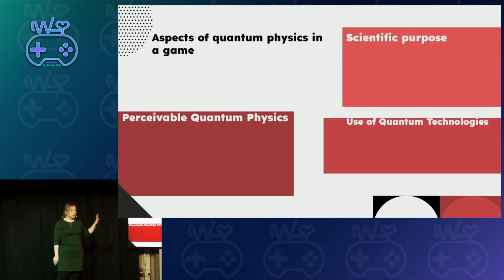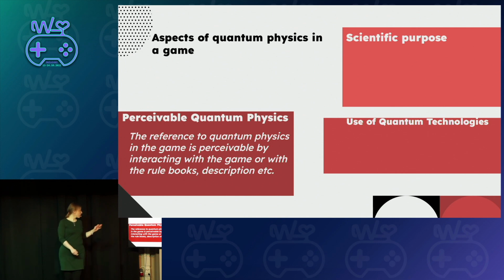So going through all these games, we found these rough three aspects of how these games relate to quantum physics: any perceivable quantum physics themes, the scientific purposes, or the use of quantum technologies. And I want to give little examples related to that. The perceivable here would mean that if you play the game, read the rules, or read their web page, for example on itch.io, where it has been published, and it says that it's somehow related to quantum physics, we count that as being perceivable in the game itself.